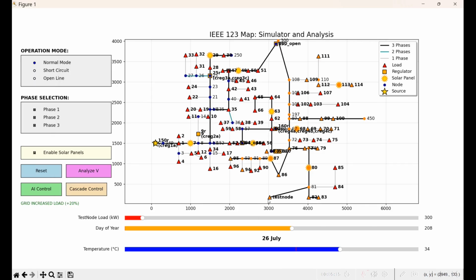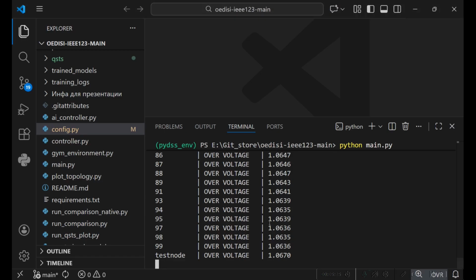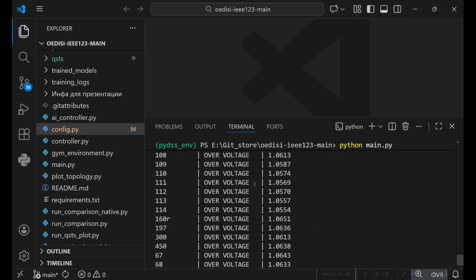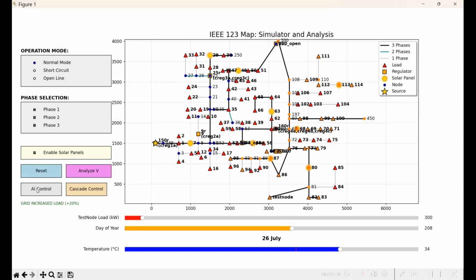We see that a number of nodes have returned to normal. However, a number of nodes have turned from blue to orange. This indicates that some nodes have switched to overvoltage mode. This is visible in this information. Our test node, which had insufficient voltage, has switched to overvoltage. This does not quite satisfy us, so the problem is not solved.